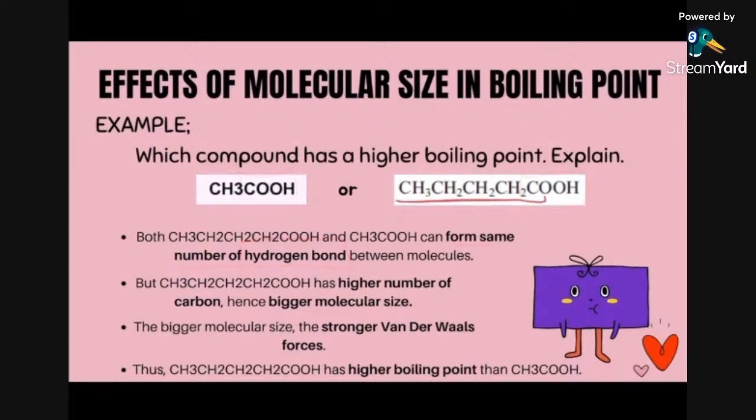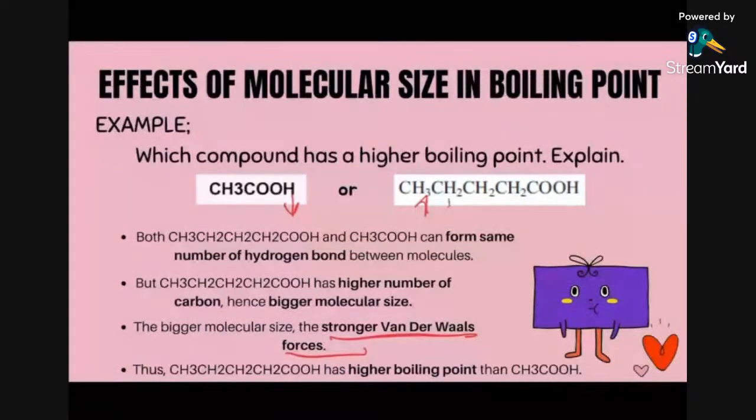Dia lagi banyak carbon kan. Hence bigger molecular size. So size dia lebih besar berbanding ethanoic. So the bigger molecular size, the stronger van der Waals force. Sini punya force lebih tinggi berbanding ethanoic. Thus pentanoic acid has higher boiling point. So boiling point dia lebih tinggi berbanding boiling point ethanoic.